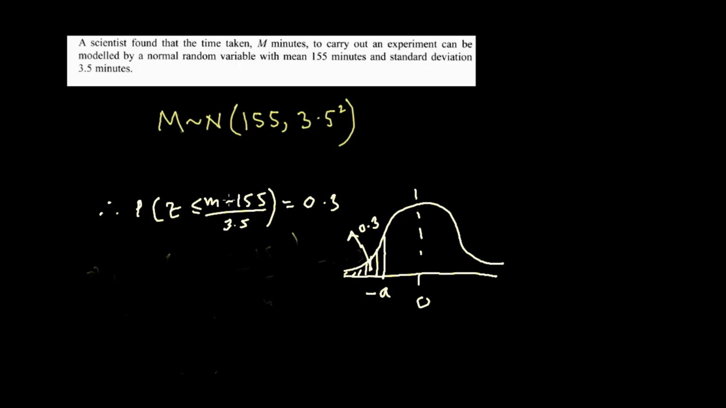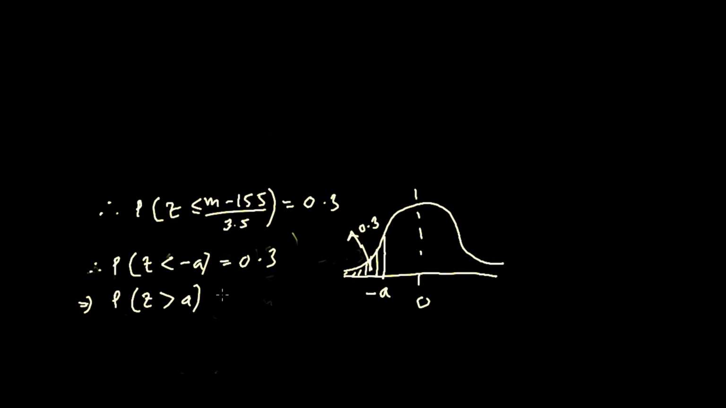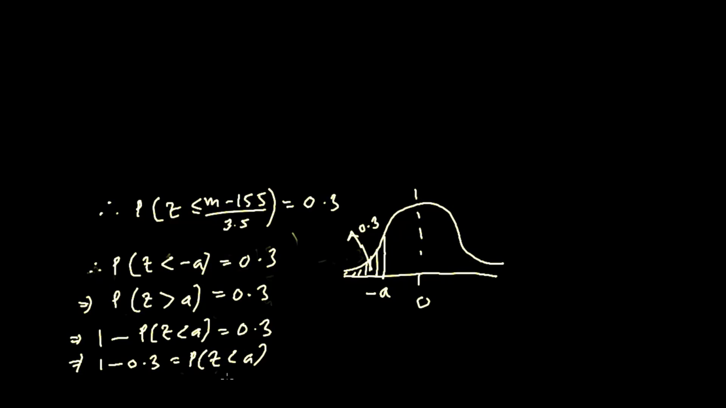Therefore, the probability of z is less than minus a equals 0.3. When it is less than and negative, you can just reverse the symbol: the probability of z greater than a equals 0.3. Then if you have greater than, you can write 1 minus the probability of z is less than a equals 0.3. Remember, in continuous distributions the equal sign makes no difference whether you include it or not. So we can write 1 minus 0.3 equals the probability of z is less than a. So the probability of z is less than a equals 0.7.